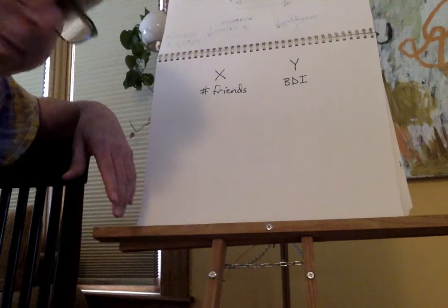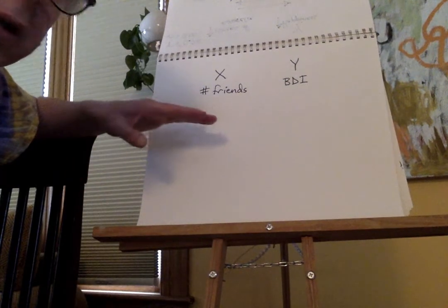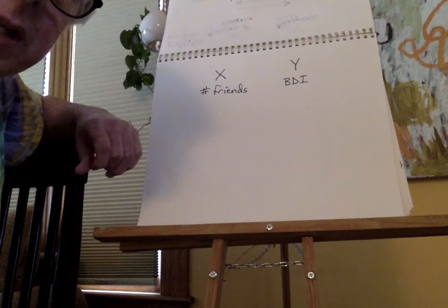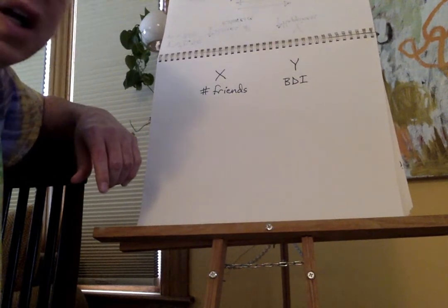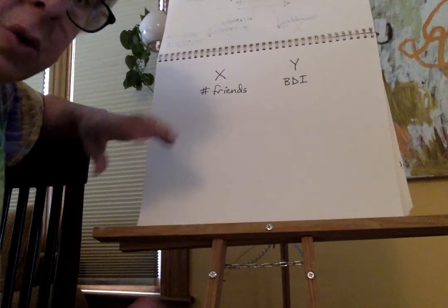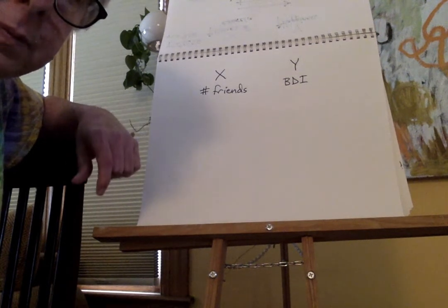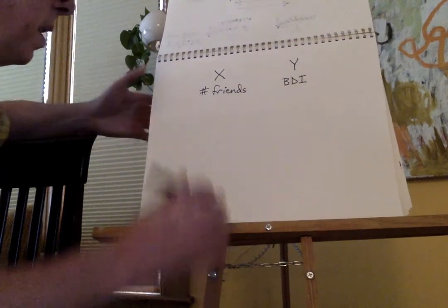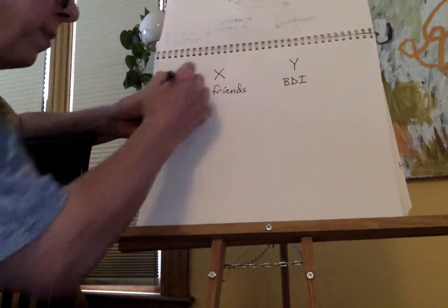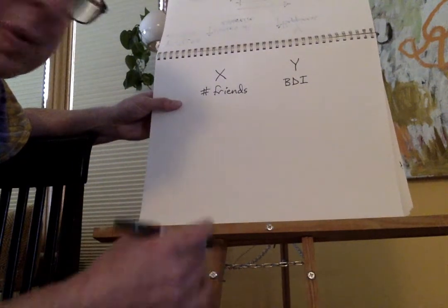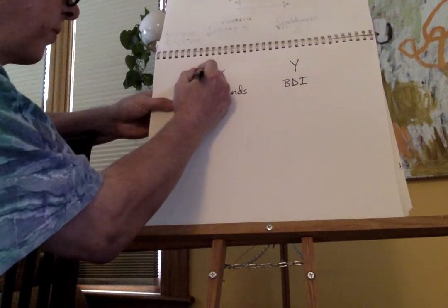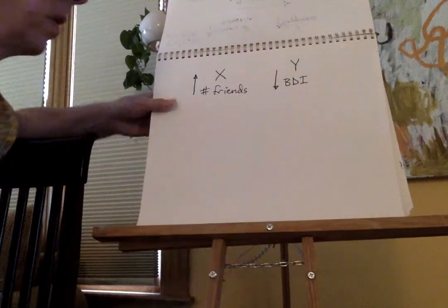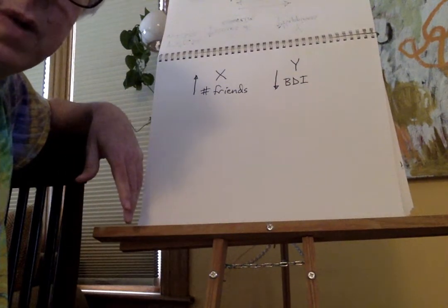So here's the first question. What kind of correlation do you think we would find if we did this study? Do you think it would be a positive correlation, a negative correlation, or no correlation at all? Well, I think that what we would see here, if we really did this research, is probably a negative correlation. So the more friends you have, the less depressed you would be. Okay? I mean, that would be my guess.